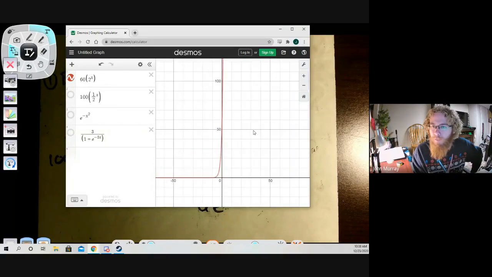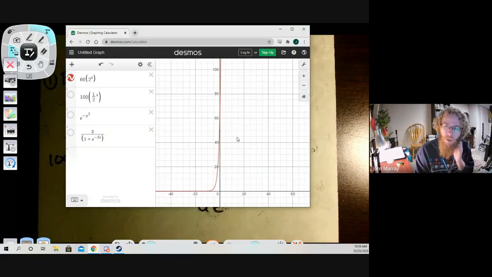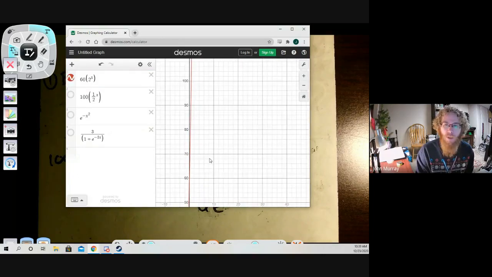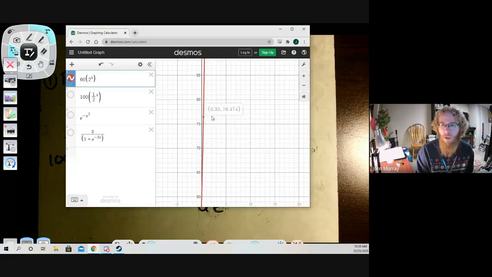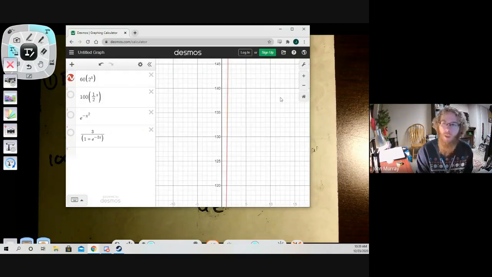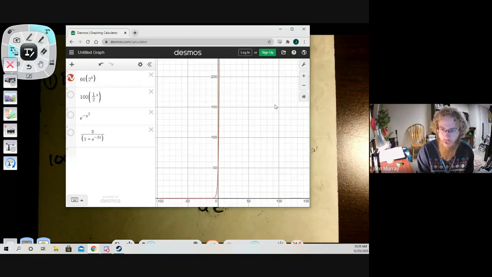If I zoom out, that'll be better. Okay, it's an extremely steep slope. We shoot up pretty quick. So I start off with a population of 60, and then maybe every hour it doubles. So after 1 hour, I can't even find it on here, I would have 120, right? After another hour, it doubles again, so I'd be all the way up at 240. So you can see how that behaves. And that's why when you hear on the news that something is growing exponentially, it's growing really fast and can get out of hand before you know it.